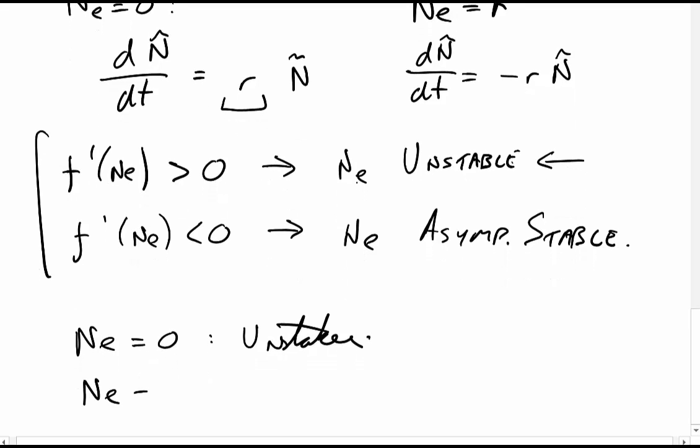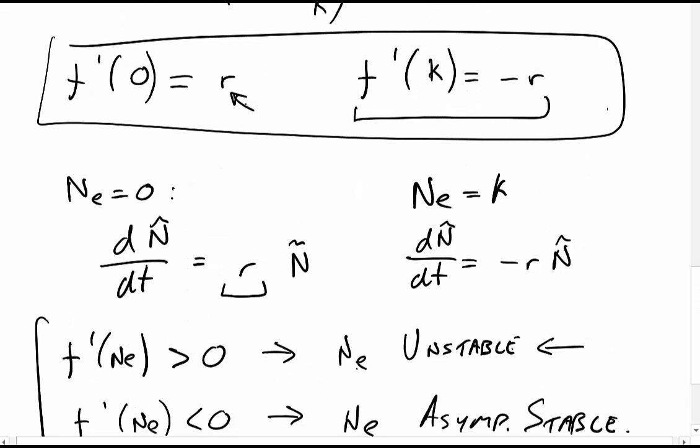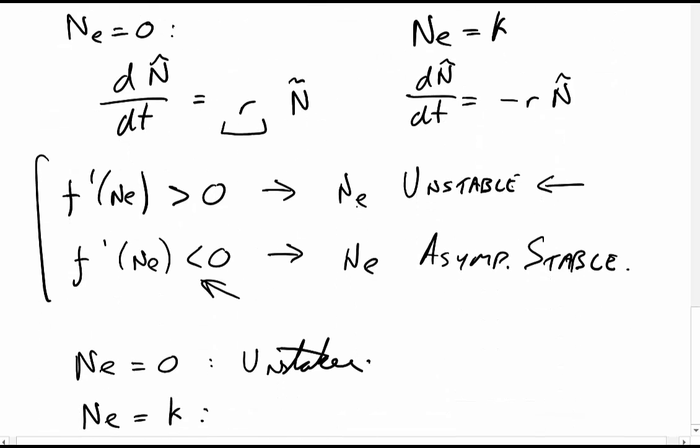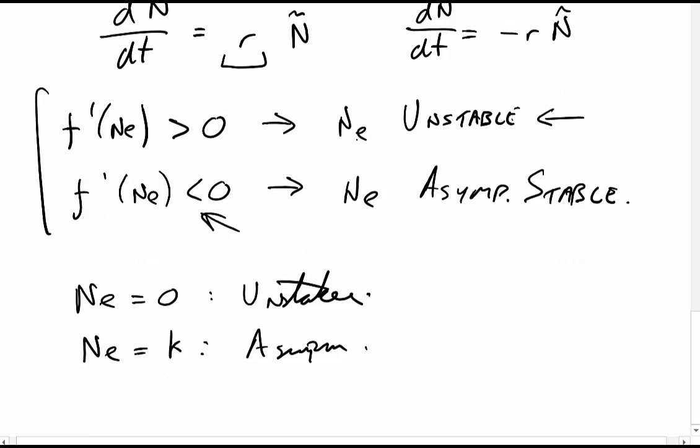Okay, now let's consider the case when ne equals k. Well, when ne equals k, I get minus r. So in other words, that's negative. That's negative, right? So therefore, when it's negative, then I get that it's asymptotically stable. Okay, so I get it's asymptotically stable.